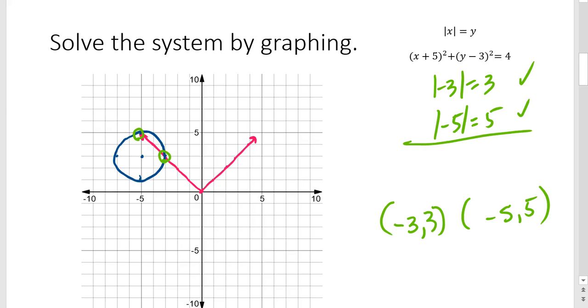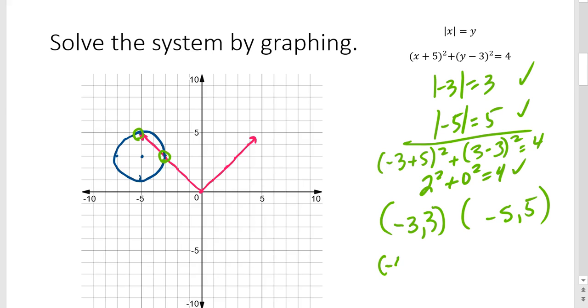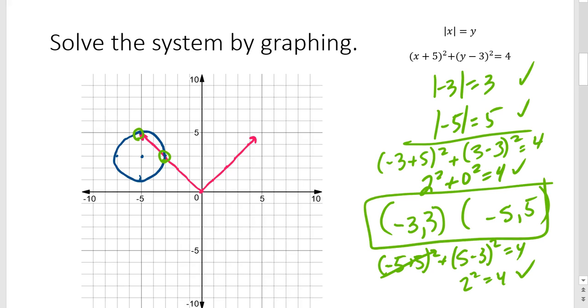Now we're going to check our second equation. Replacing the x with -3 and the y with 3, so 2 squared plus 0 squared is equal to 4, that's true. And then I'll check that next point, (-5, 5), so -5 for x and +5 for y. And we'll see this is 2 squared is equal to 4, also true. So these are my solutions.